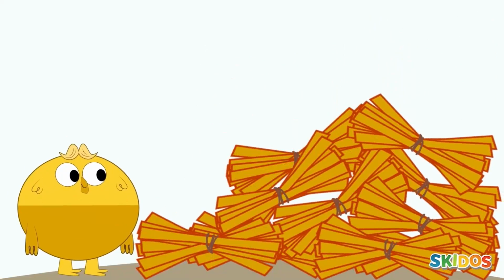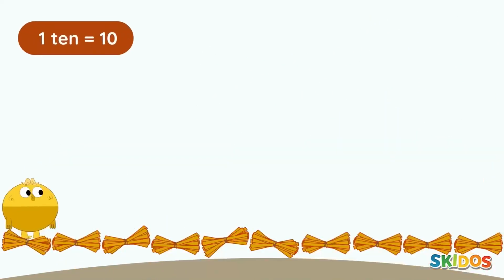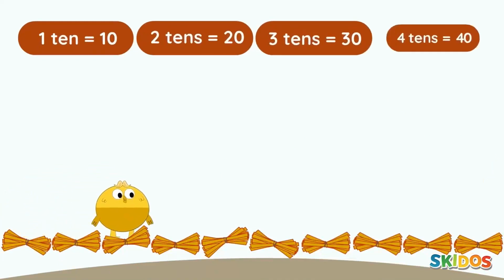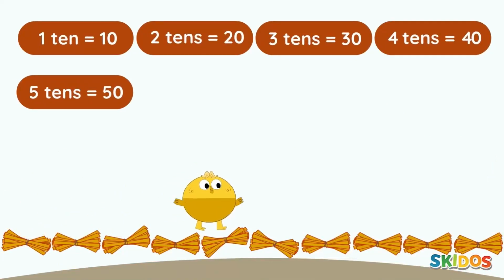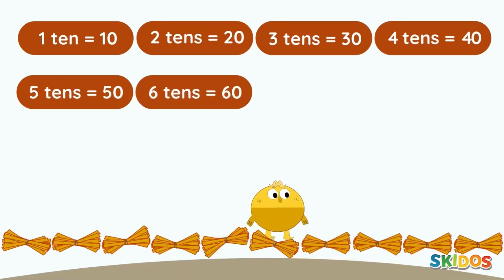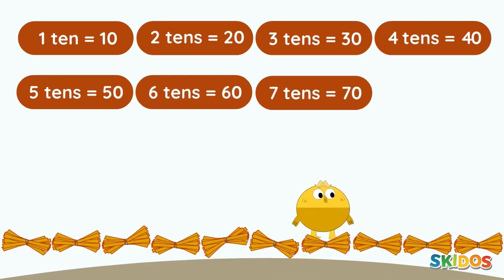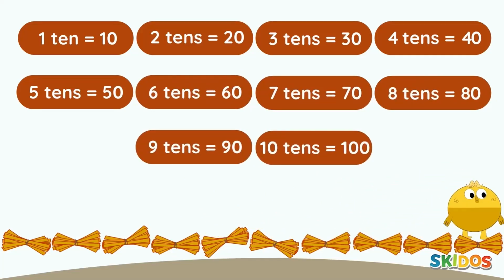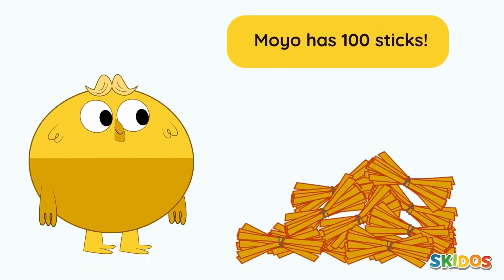Moyo will now count the following bundles of sticks. 1 ten is equal to 10, 2 tens is equal to 20, 3 tens is equal to 30, 4 tens is 40, 5 tens is 50, 6 tens is 60, 7 tens is 70, 8 tens is 80, 9 tens is 90, 10 tens is 100. Moyo has 100 sticks.